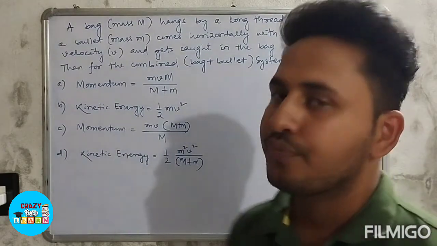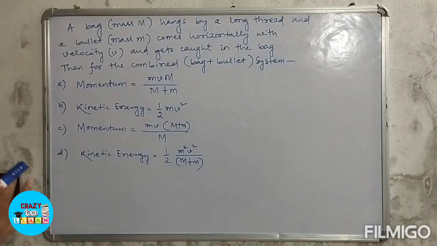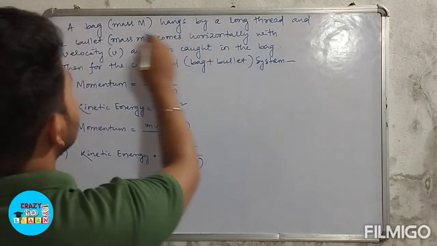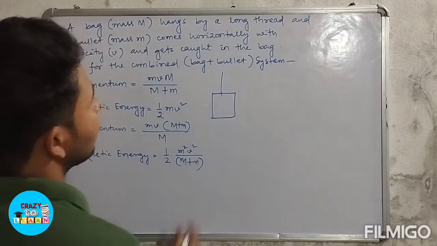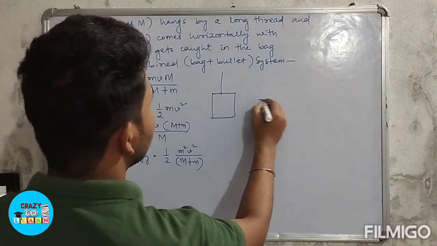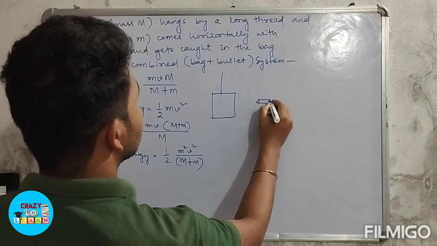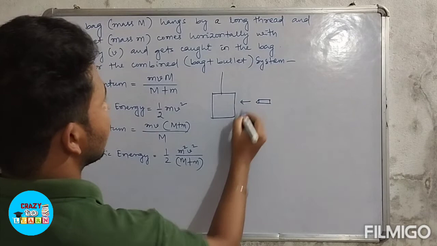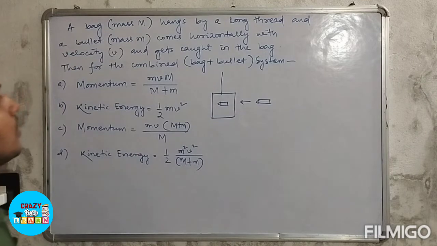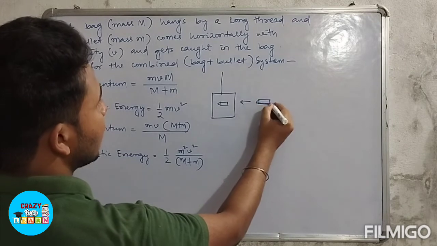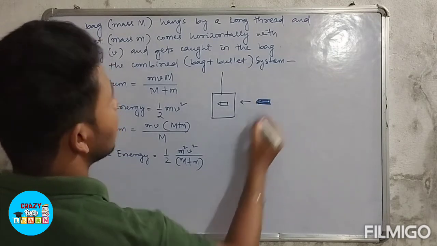So this question is based on the concept of law of conservation of momentum. A bag hangs by a long thread. Here is a bag, and a bullet is fired and now the bullet is inside the bag, and gets caught in the bag. So earlier the bullet was here, and now the bullet is inside the bag.